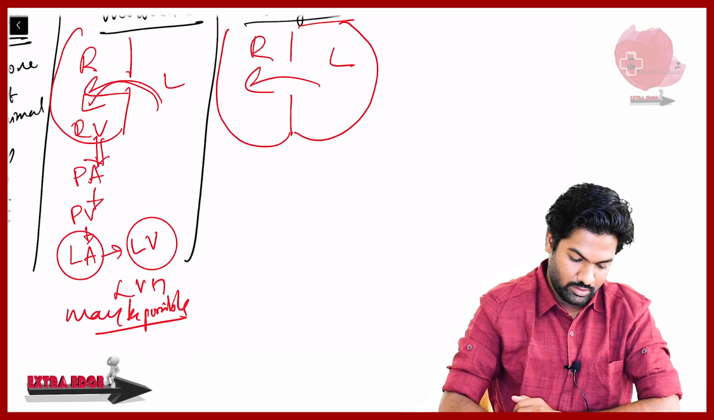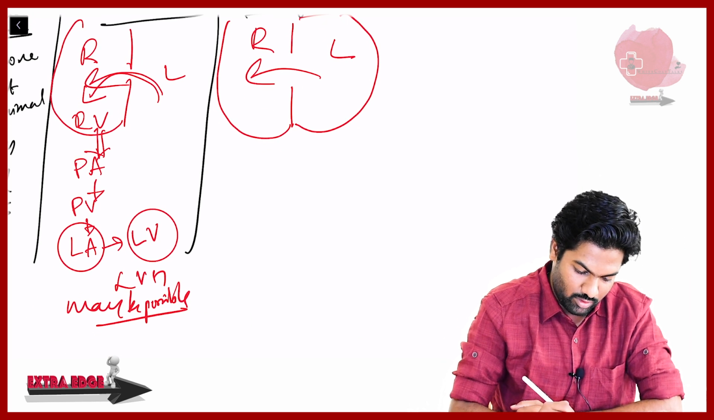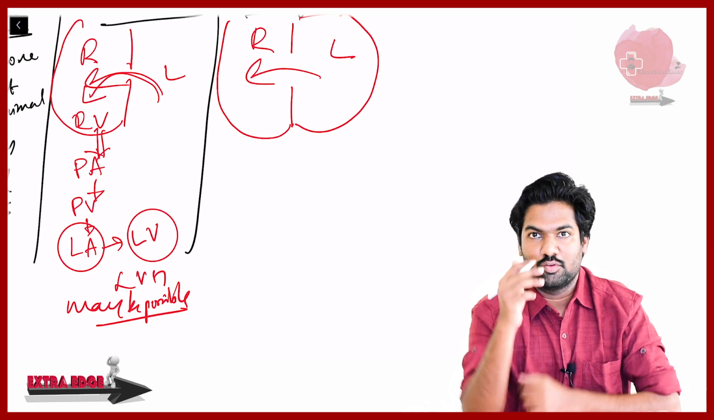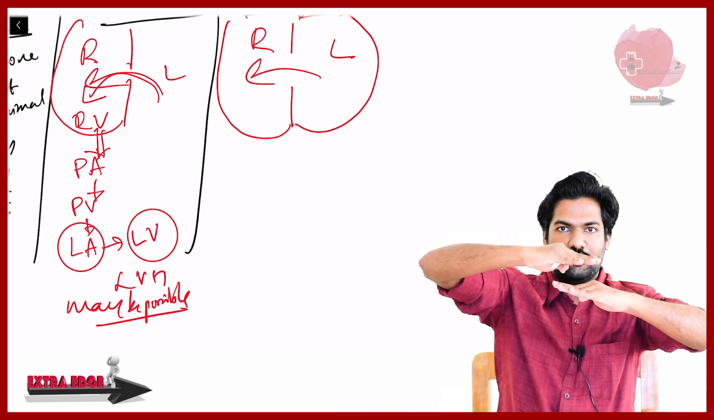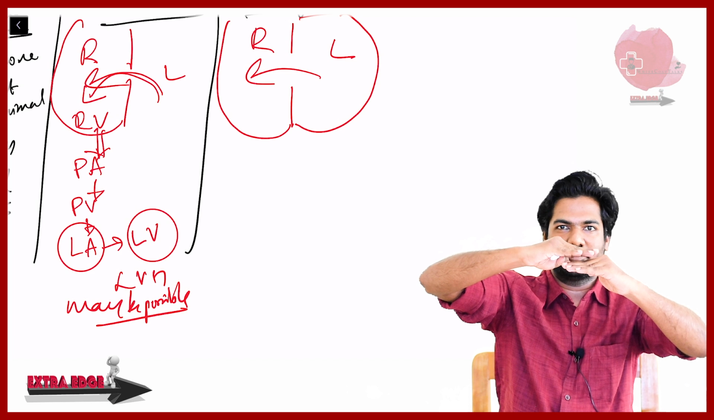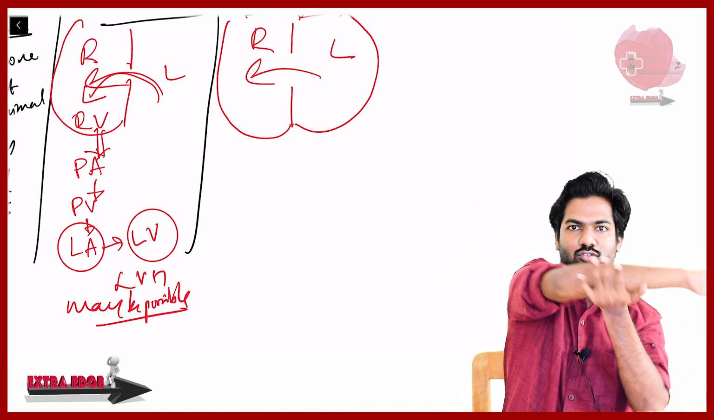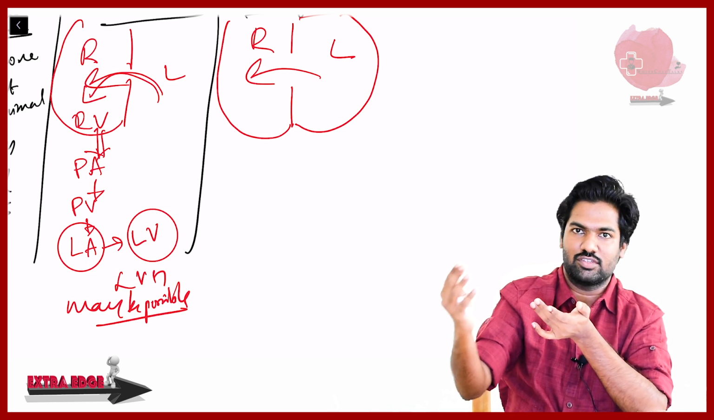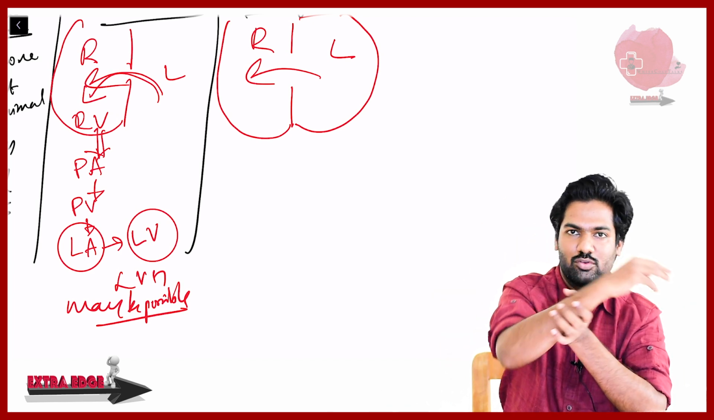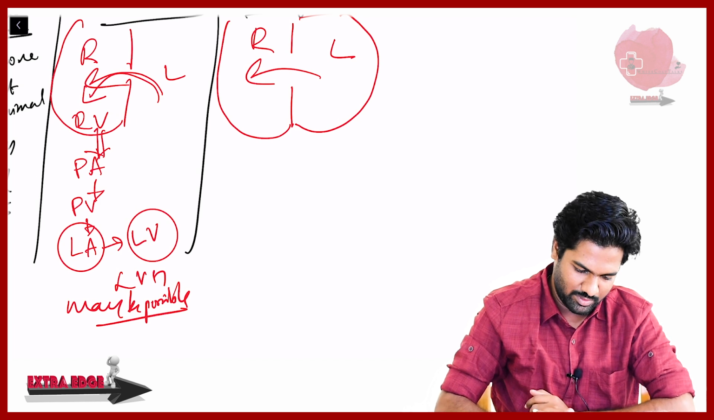Okay, in this large VSD, what is happening? Now imagine, it was so small before, a very little shunt. Now it became moderate. Now it became this big. The entire volume on the left side is going to the right. Now we'll see what is happening here.